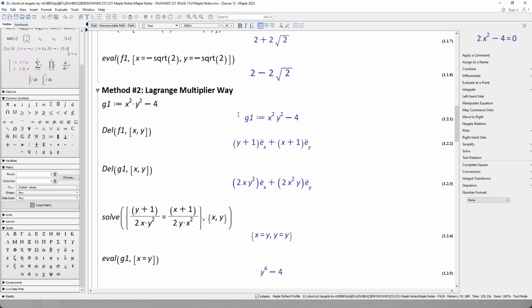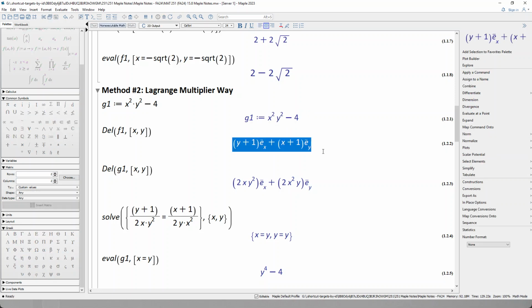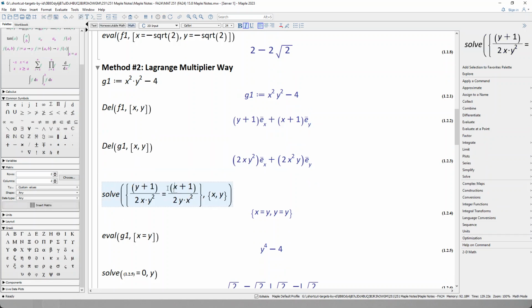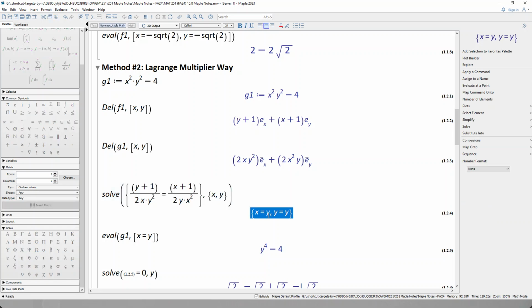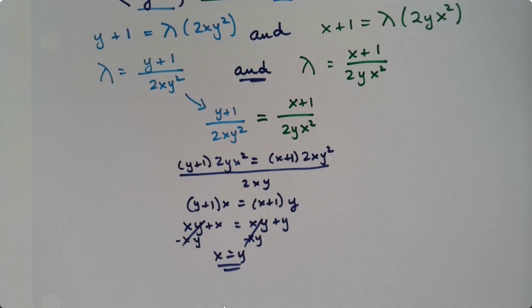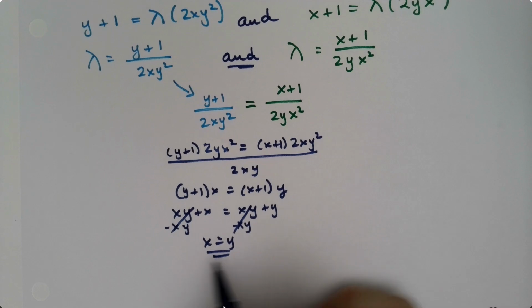So let's see here. I told it my constraint function, and then I had it find the gradients just to double check myself. And then I said, hey, set these two equations equal to each other and solve it for x and y. And sure enough, it tells me that x is equal to y, right? And y is equal to y. Okay, so if x is equal to y is the solution, what am I going to do with it? We're going to take x equals y and substitute into the constraint.